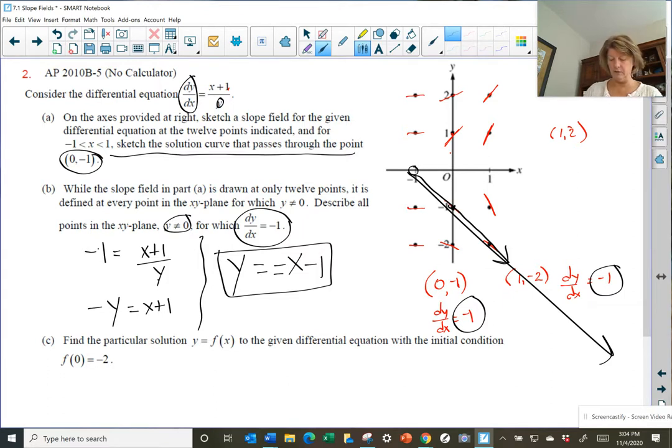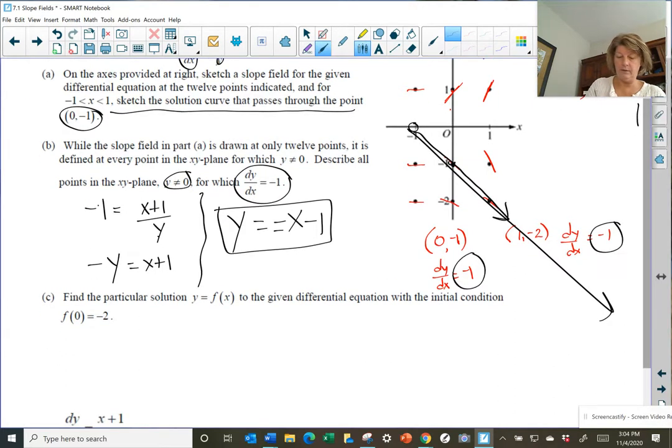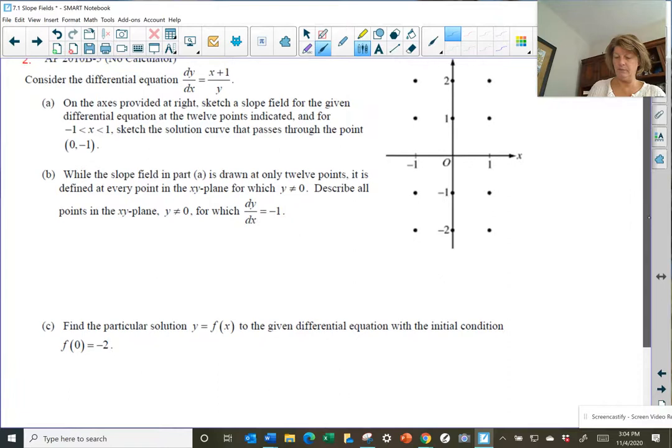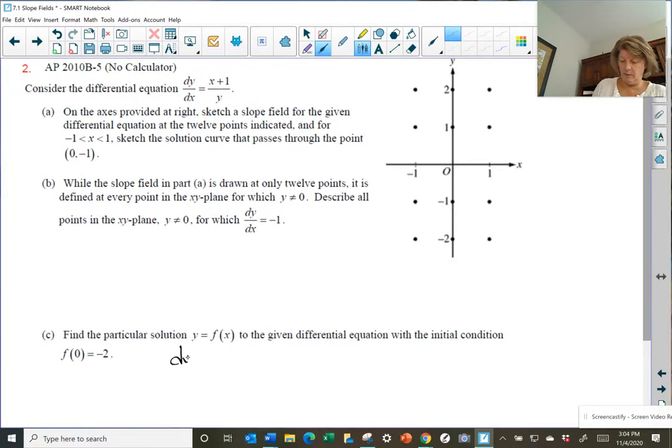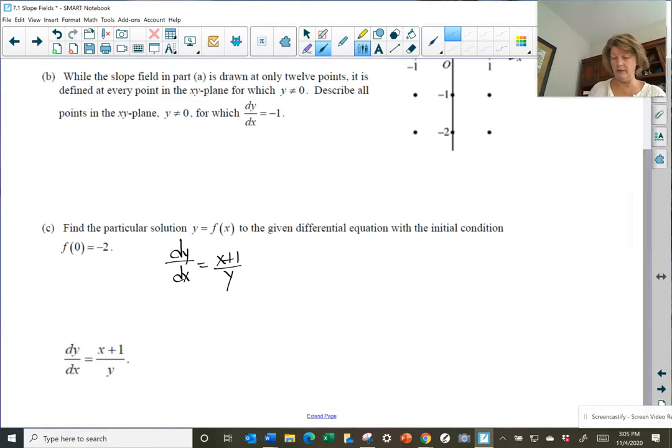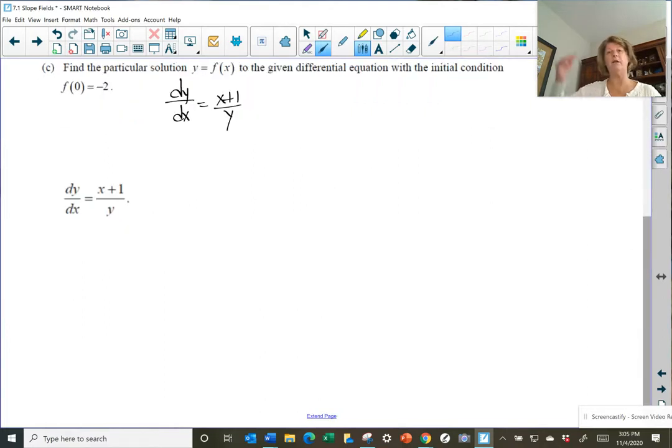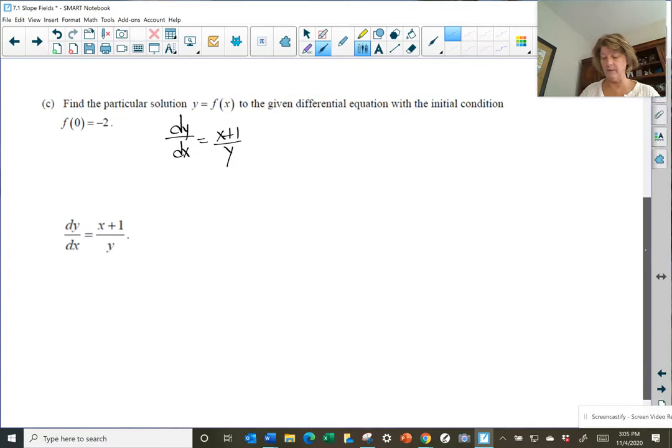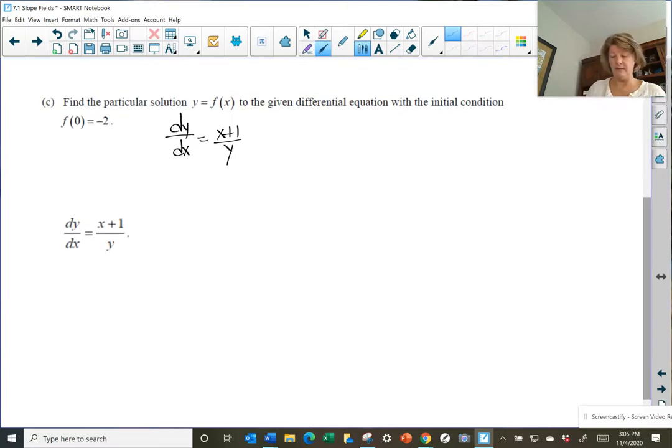Find the particular solution, y equals f of x, to the given differential equation with the initial condition (0, -2). Right, I'm going to erase. What we need to do is work with dy/dx equals (x plus 1) over y. This is the separable differential equation that we just left off with last section. So it's been a couple weeks since you guys have done this, but let's get through it. Separable differential equations: the first step you'll always want to do is get your y's on the dy side, your x's on the dx side.